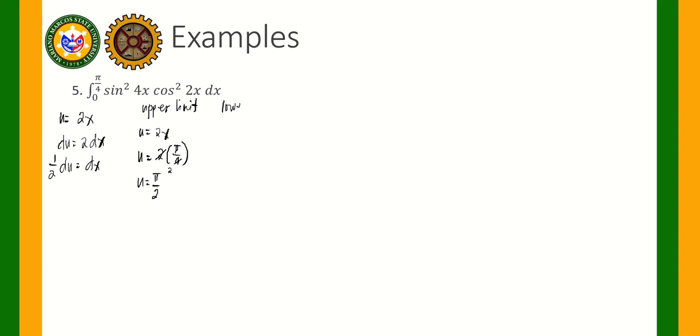Now, for our lower limit, our u is equal to 2x. And what is our lower limit? That is equal to 0. So, 2 times 0, our lower limit is 0.